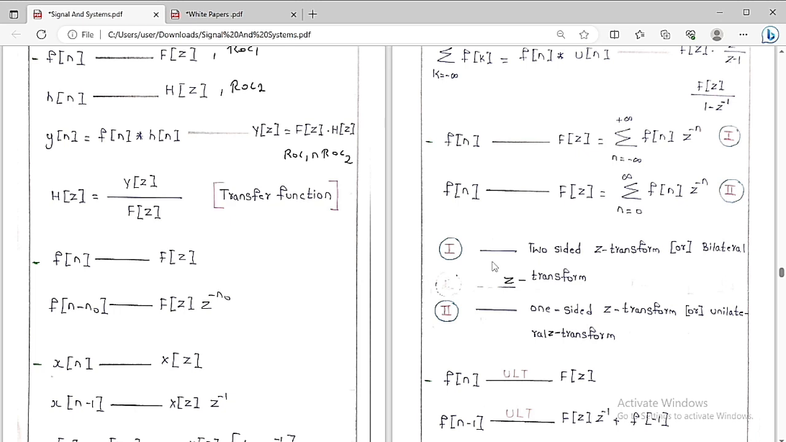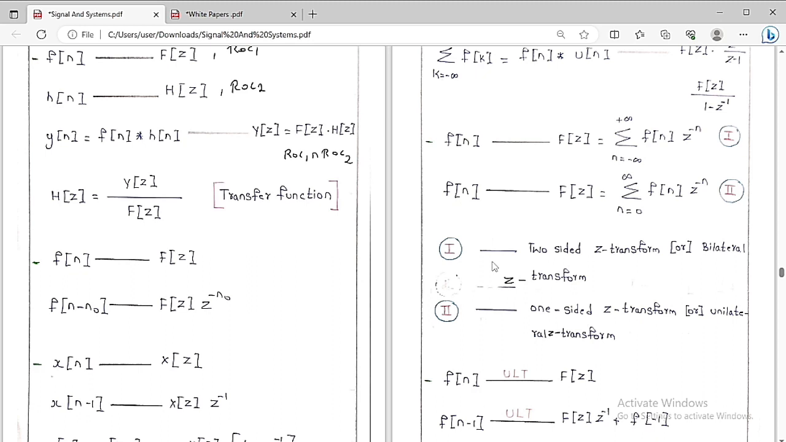That is the reason it is called the two-sided z transform or the bilateral z transform. Whereas in equation 2, we are going to consider the signal range only from n equal to 0 to infinity. So because of that, we can say this is called the single-sided or one-sided z transform, or the unilateral z transform. So this point, always keep in your mind.